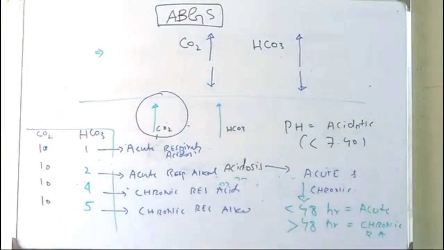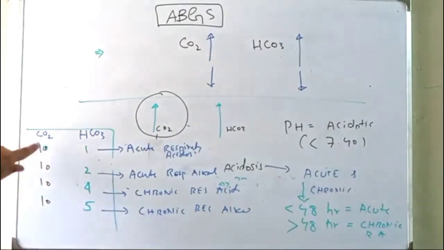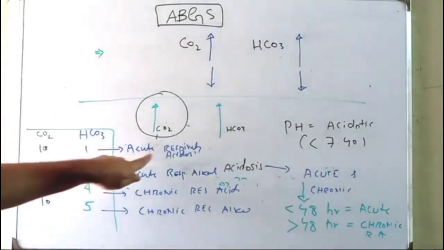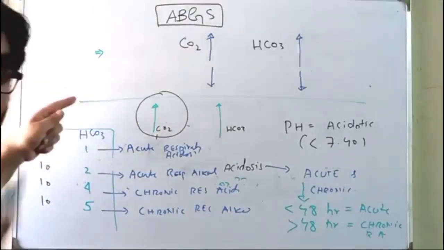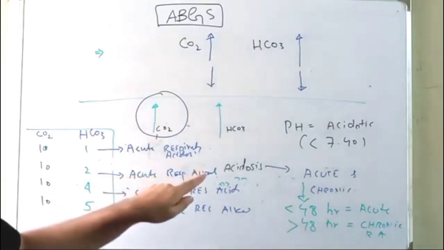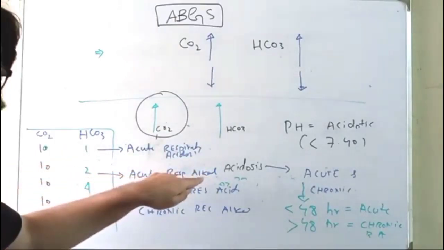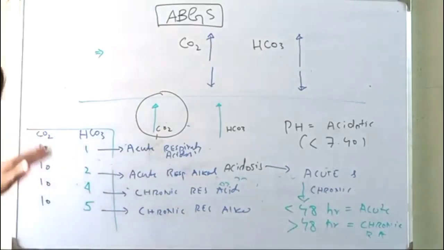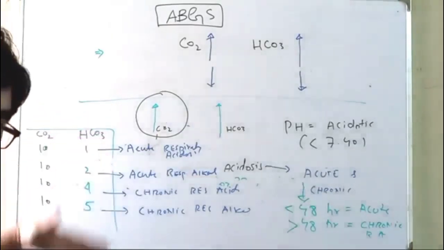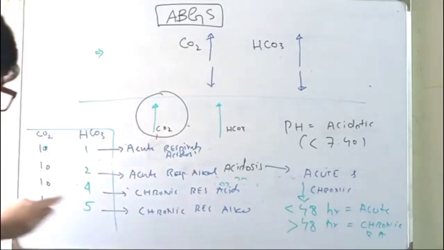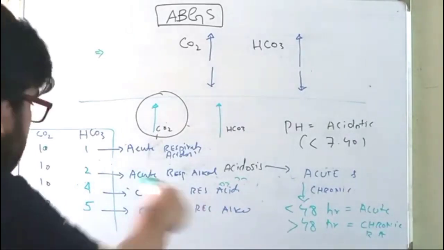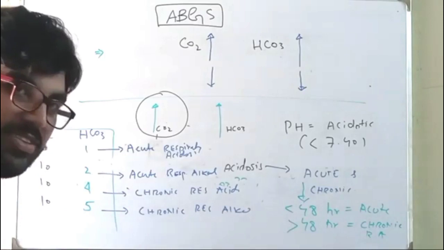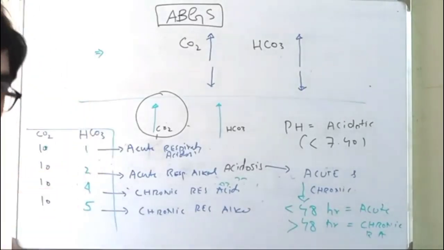So now we're here. For every 10 mm increase in CO2, of course in respiratory acidosis CO2 increases, bicarb increases by 1. In acute respiratory alkalosis, of course in respiratory alkalosis the CO2 decreases, for every 10 mm decrease in CO2, bicarbonate should be decreased by 2. For chronic respiratory acidosis, for every 10 mm increase in CO2, bicarb should increase by 4. For chronic respiratory alkalosis, for every 10 mm decrease in CO2, because in alkalosis CO2 is decreasing, the bicarbonate decreased by 5.